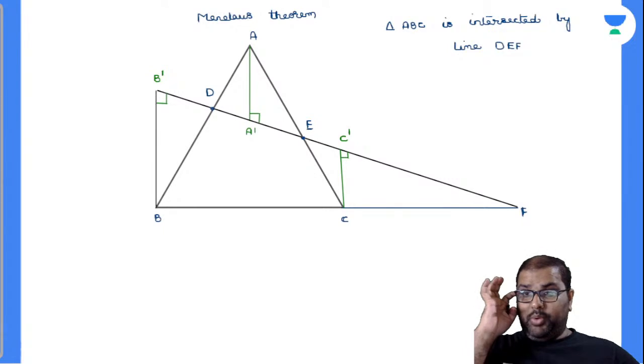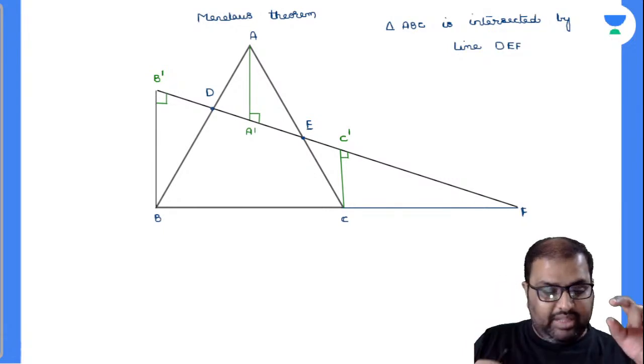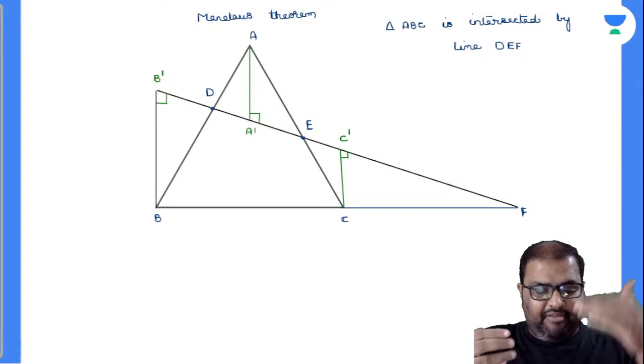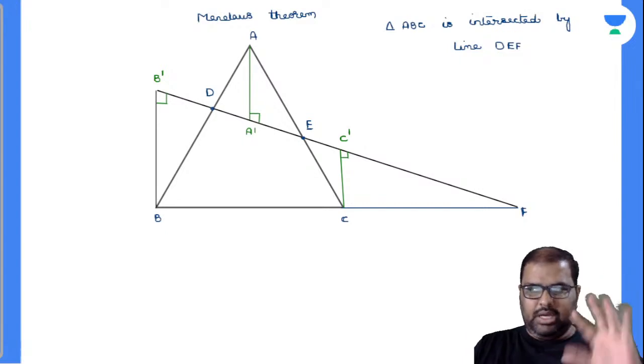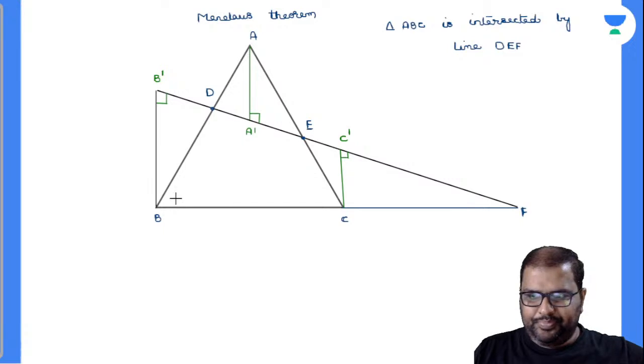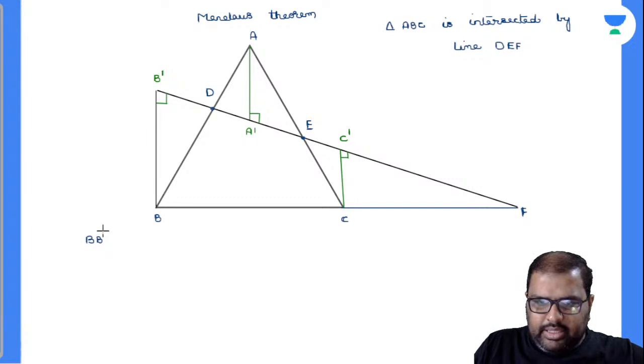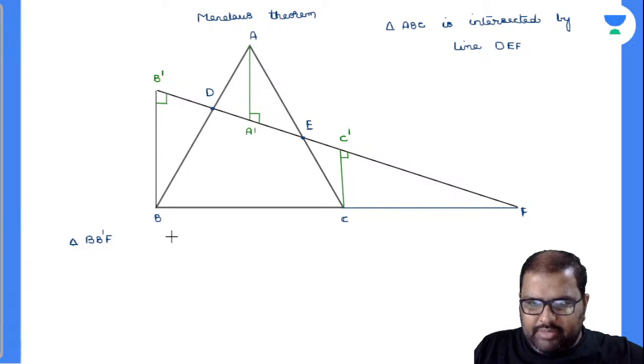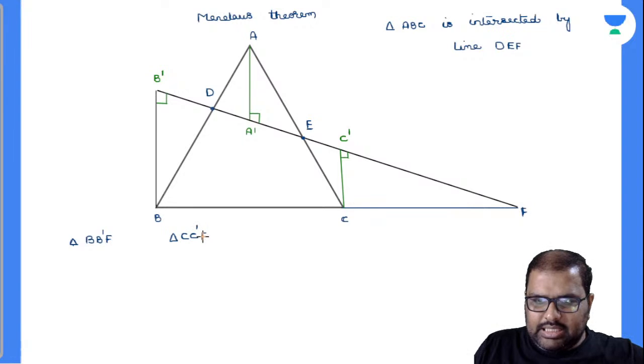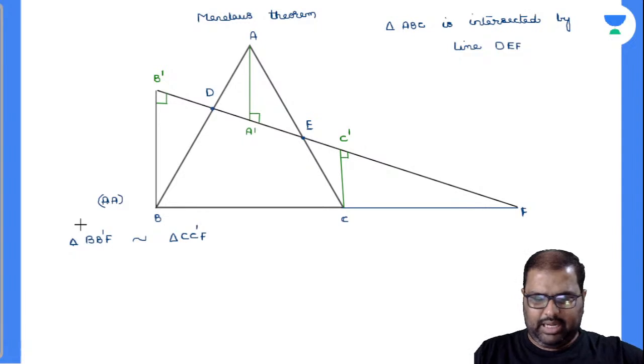Now what I am proving: see the points D, E, F, where the line intersects the triangle. Closely observe. Are you observing triangle BB dash F? Yes. Are you observing one more triangle CC dash F? Yes, these two triangles are similar by the AA property. Am I right or wrong? Because both have 90 degrees and both have a common angle at F. By this I can surely say these are similar triangles.